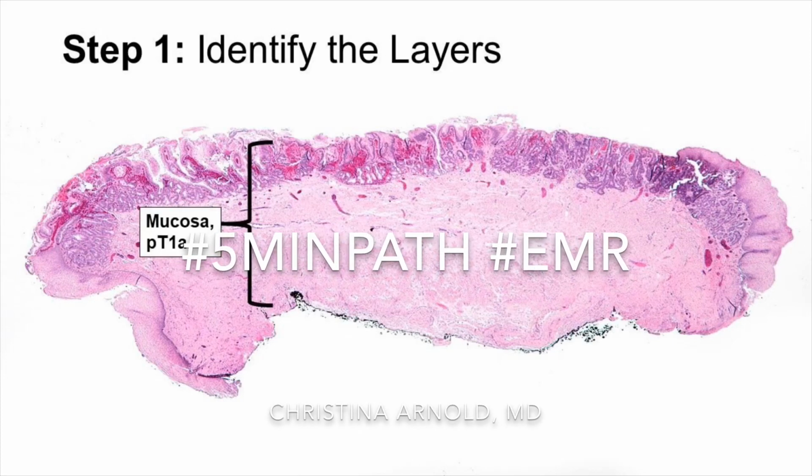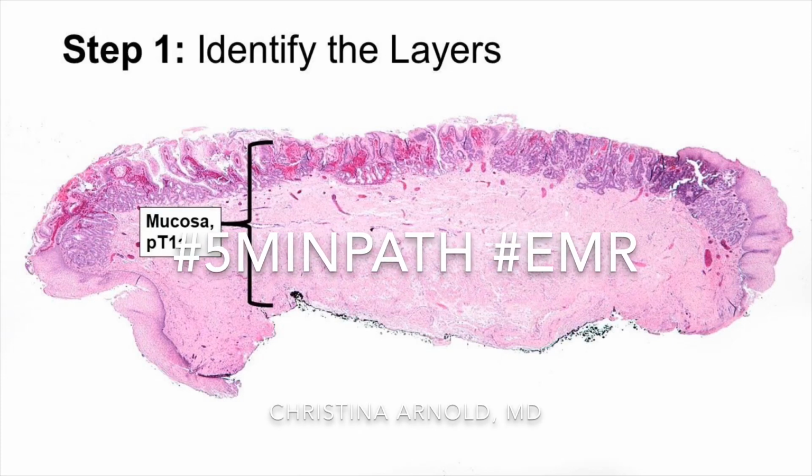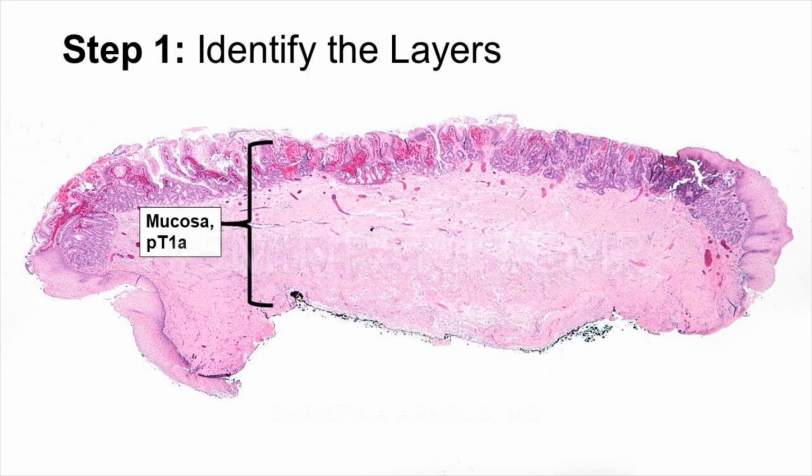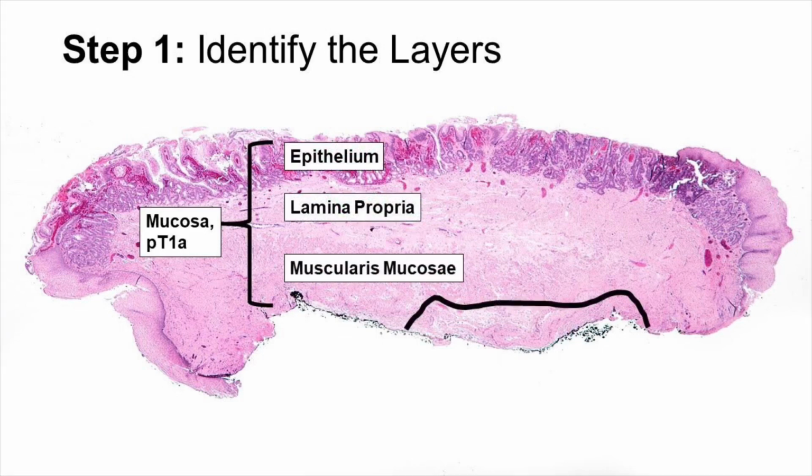This is Dr. Christina Arnold, and we'll be taking a step-by-step approach to an EMR specimen. Step 1, identify the layers. The mucosa consists of epithelium, lamina propria, and muscularis mucosae. Neoplasms that extend into this layer are pT1a.